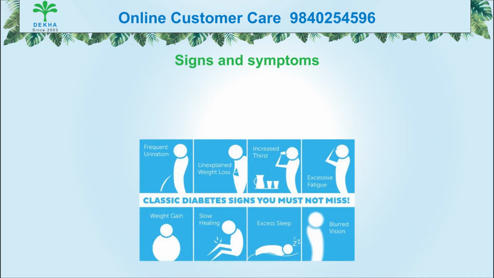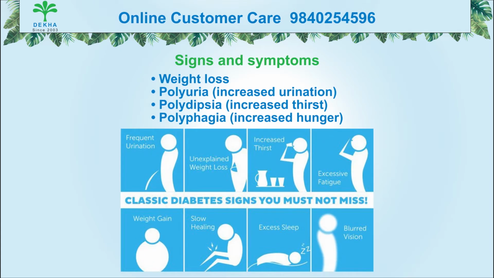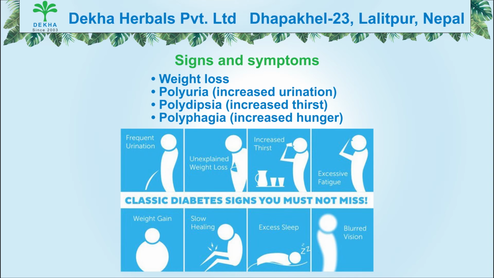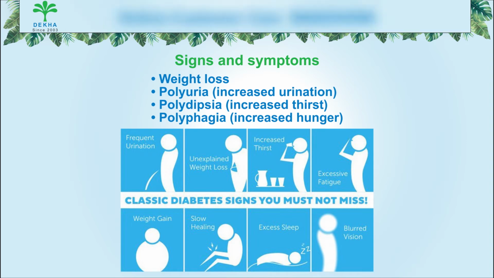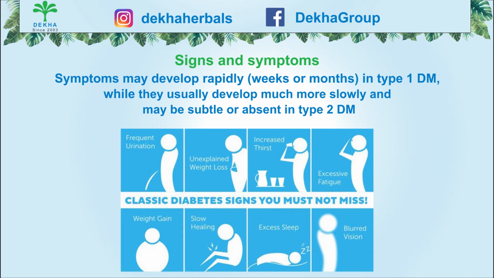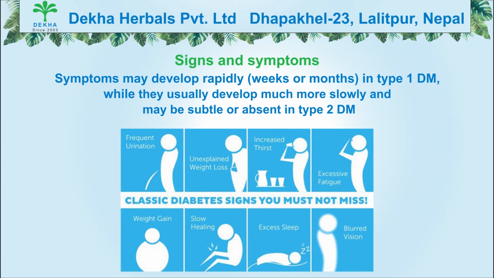Signs and symptoms of diabetes. The classic symptoms of untreated diabetes are weight loss, polyuria, increased urination, polydipsia, increased thirst, and polyphagia, increased hunger. Symptoms may develop rapidly within weeks or months in type 1 diabetes, while they usually develop much more slowly, and may be subtle or absent in type 2 diabetes.